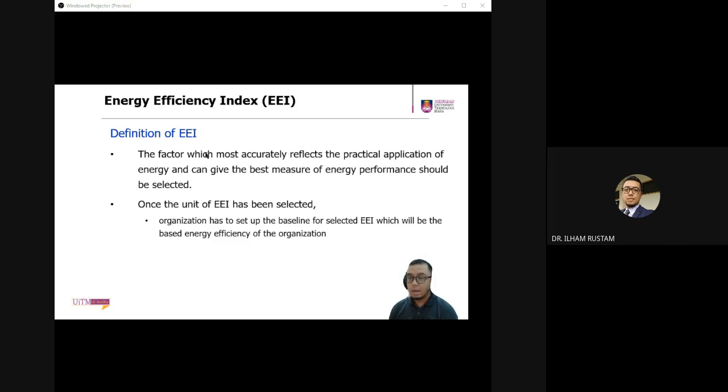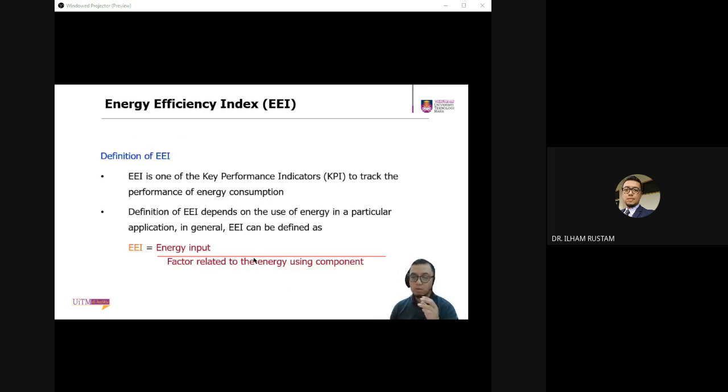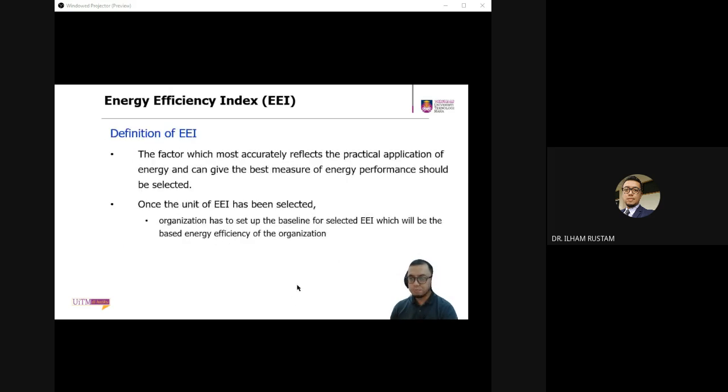So for the energy being used, the factor that you choose, from the formula just now, EEI over electrical energy, the factor related to energy being used has to be logical. It must reflect the practical application of the energy that you are trying to measure, I mean the energy that you have been given for the input. So that the best measurement of energy performance needs to be selected. Once the unit EEI has been selected, the organization has to set up the baseline for the selected EEI, which will be the base energy efficiency of the organization.